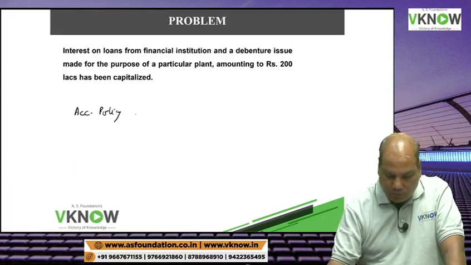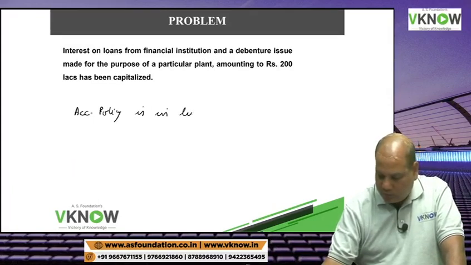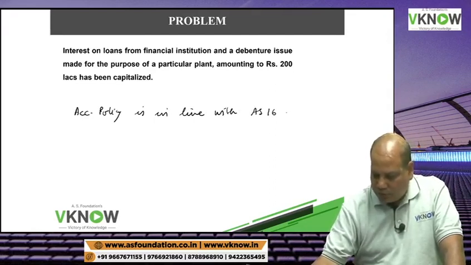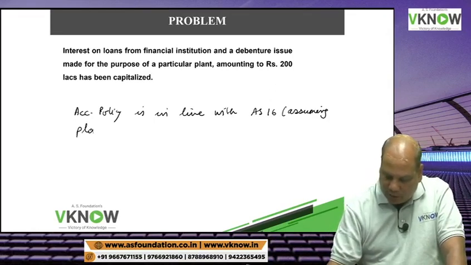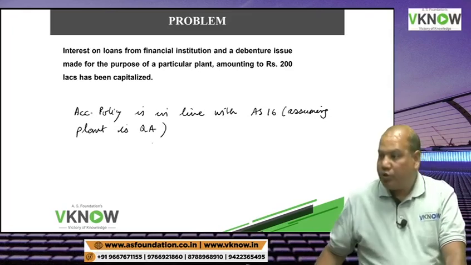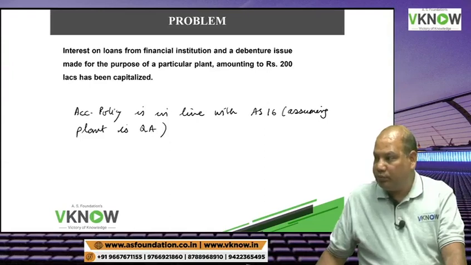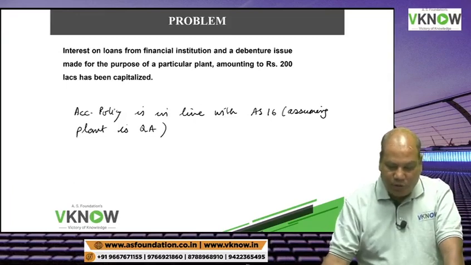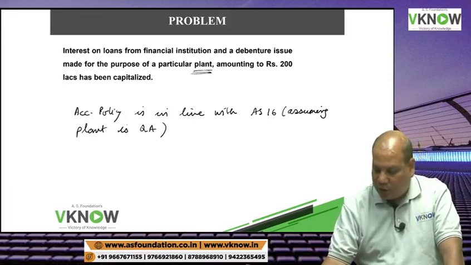Accounting policy is in line with AS-16. Just write down in brackets in answer 1, assuming plant is QA, qualifying asset. Assuming plant is QA, because this question is not clear whether this plant was ready to use or it was constructed.